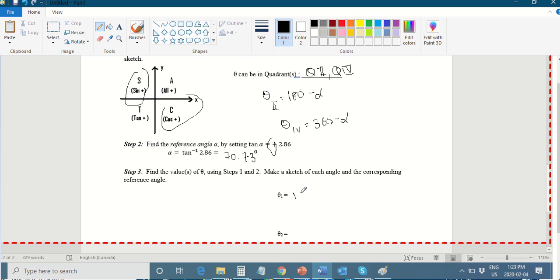So the first angle we will get is 180 subtract 70.73 degrees, which will give us 109.27 degrees. And for the next one, we have 360 subtract 70.73. The angle we get is 289.27 degrees. So we get two angles which satisfy this condition: one is 109.27 and another one is 289.27 degrees.